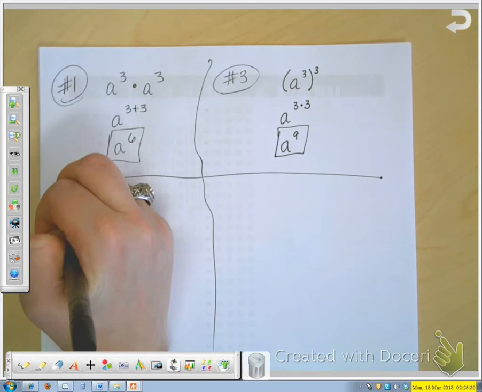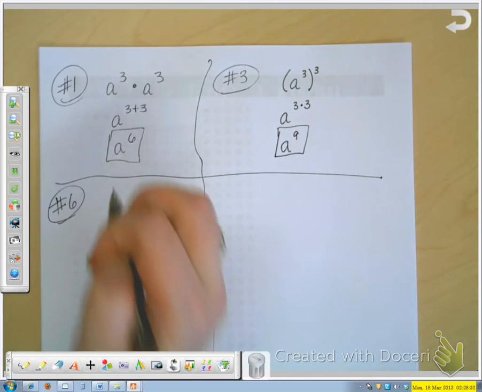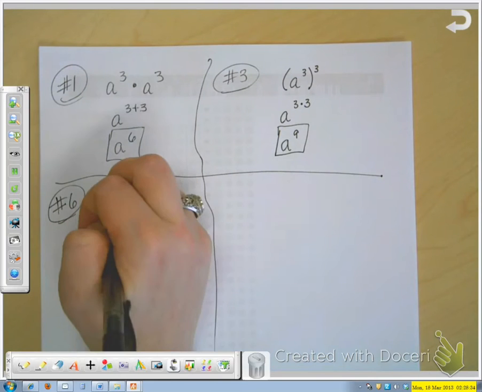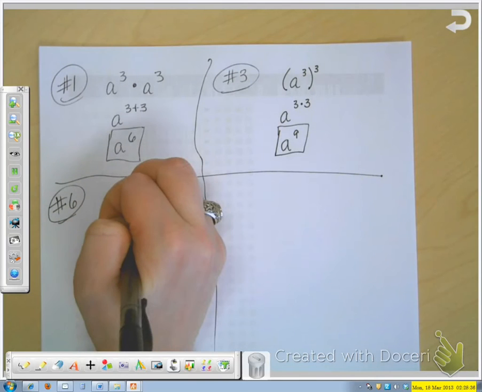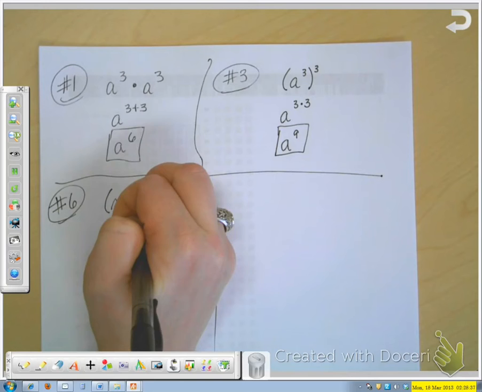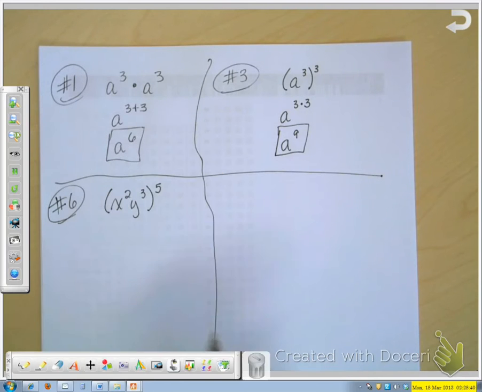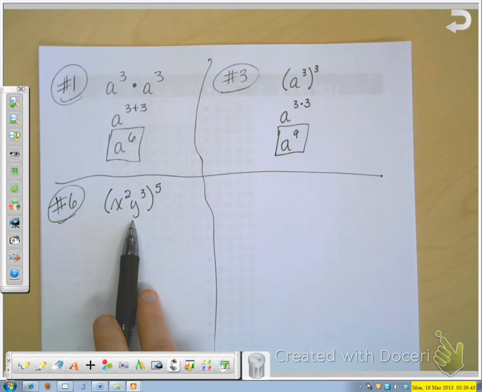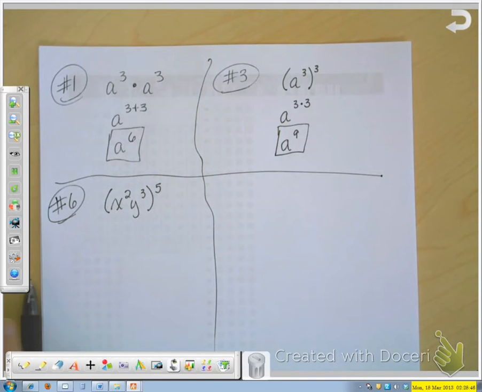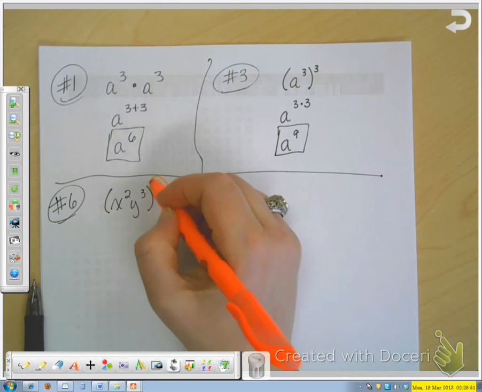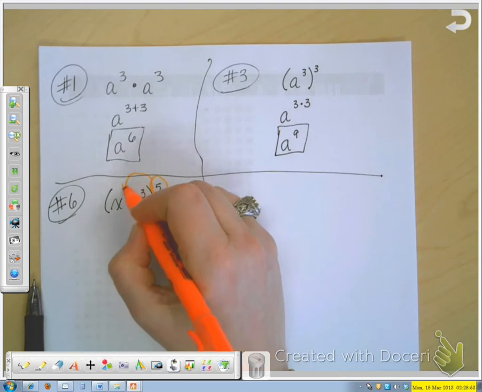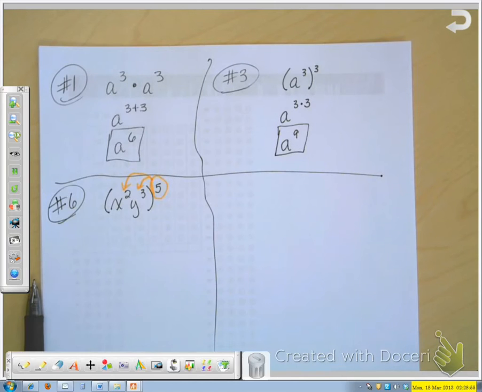Okay? Let's also look at number 6. Now number 6 is a little bit different. Which kind of problem do you think it is? I have the x squared y cubed inside parentheses with an exponent. So you are correct. Since we have parentheses, it is parentheses to a power, so I'm going to take this wonderful exponent on the outside and we're going to distribute it to both terms on the inside.